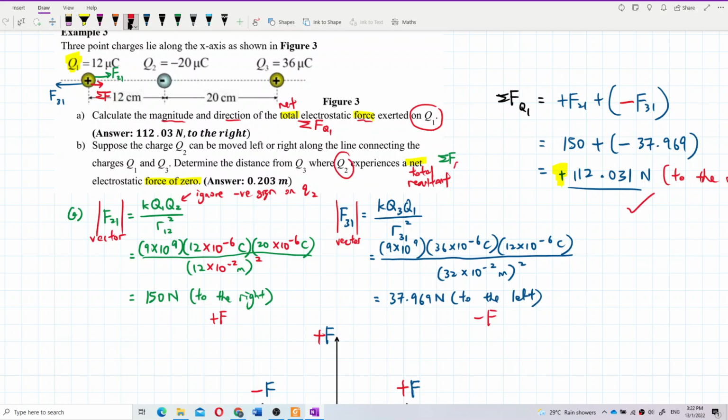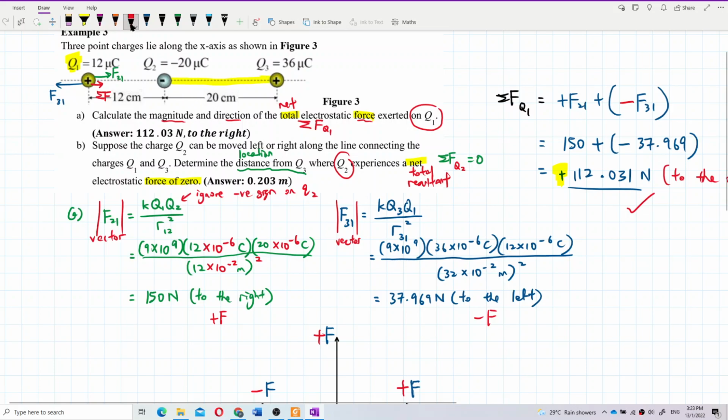Q2 experiences resultant force 0. So where is the location? That means this one asks for location, the distance from Q3. That means how far is Q2 from Q3? I want to find this distance, the highlighted one. Yeah, it's no longer 20 cm, because this Q2 can be adjusted to the left or to the right. So it's no more 20 cm.